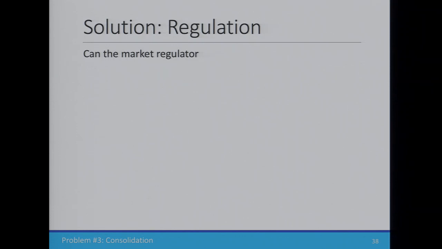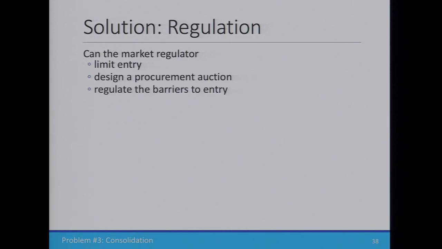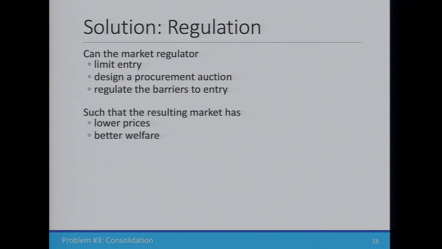So I'm saying perhaps we can use our mechanism design tools to use the power of the regulator to fix this problem. So could the market regulator limit the entry or design some sort of procurement auction for the insurance plans or regulate the barriers to entry in order to have lower prices or better welfare for the participants or include some choice still? So this is just like a high-level fuzzy question.